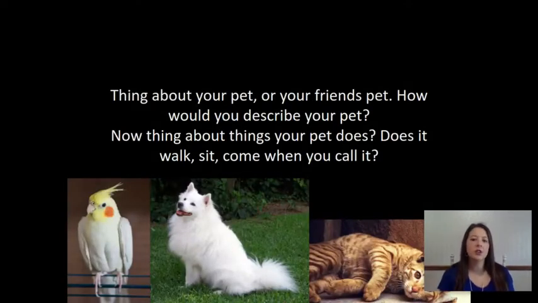So, the first thing I want you to do is think about your pet, or maybe if you don't have a pet, a friend's pet, or a pet you would like to have. How would you describe your pet? What color fur does it have? Does it have wings? Does it have fins or scales? Now think about what your pet does. Does it do anything special? Does it walk on 2 feet or 4 feet? Does it sit? Does it do any other tricks? Does it come when you call its name?